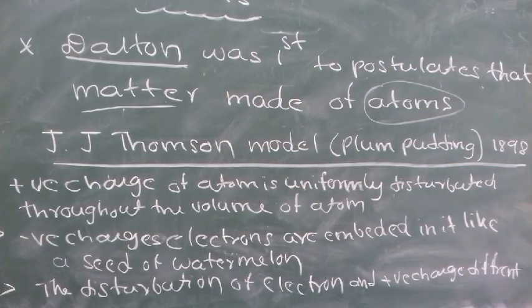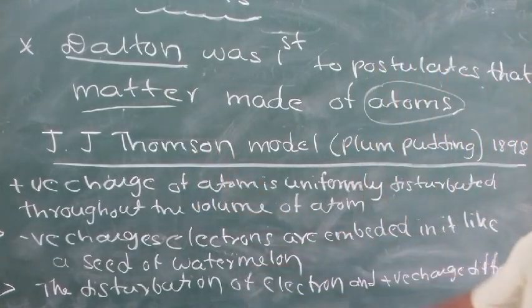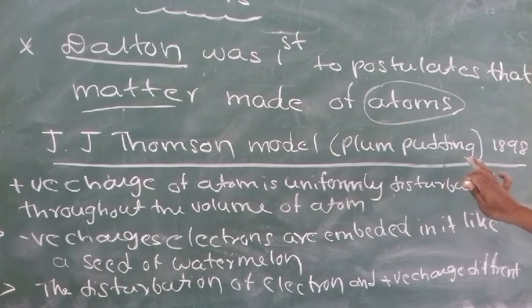Next, to explain the structure of the atom, how the atom is and what it consists of, many theories were put forward. The first theory was given by the scientist J.J. Thomson. It is called the J.J. Thomson model. It is also called the Plum-Pudding model, which was given in 1898.